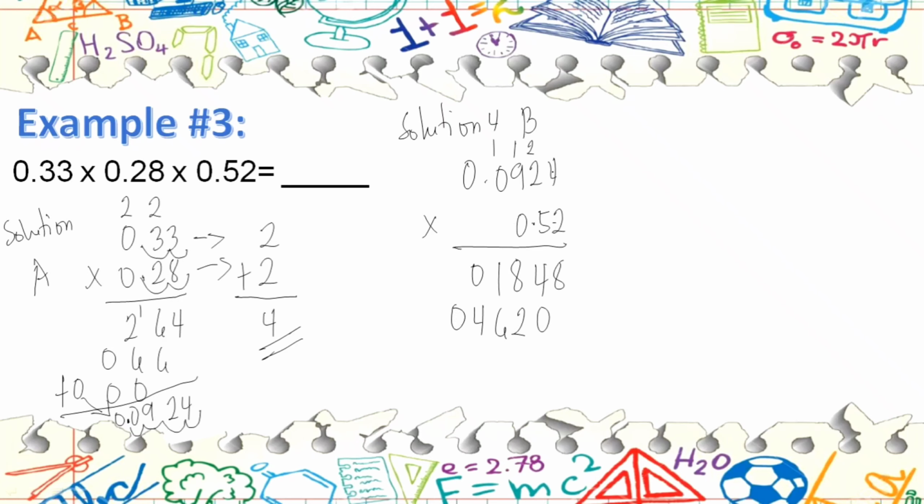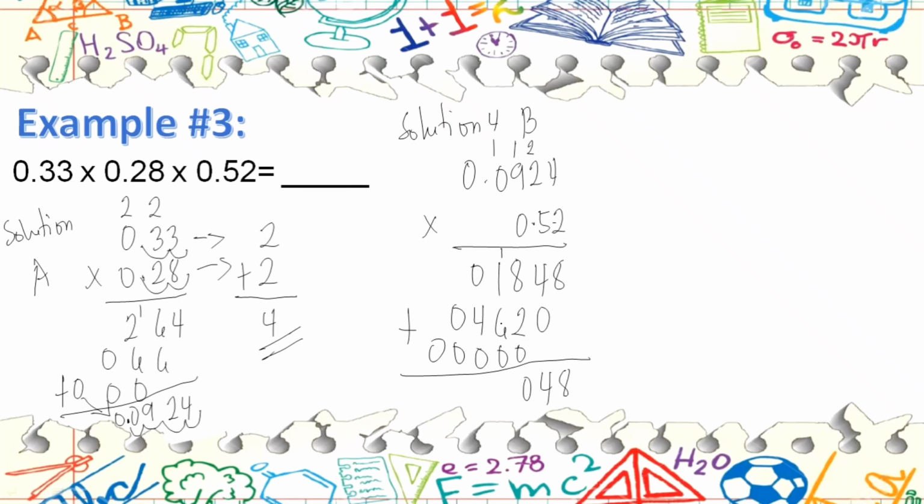Next, 0 times 4 is 0, 0 times 2 is 0, 0 times 9 is 0, 0 times 0 is 0, 0 times 0 is 0. Kasi nga, lahat ng number na i-multiply sa 0 ay 0. Next, add na natin yung nakuha natin na answer para makuha natin yung final product. Walang katapat si 8. Ibig sabihin, bring down 8. 4 plus 0, that is 4. 8 plus 2, that is 10. Plus 0, that is 10 pa din. So, write 0, carry 1.